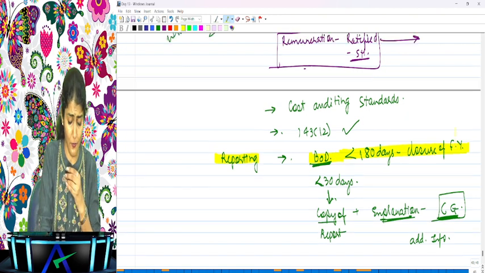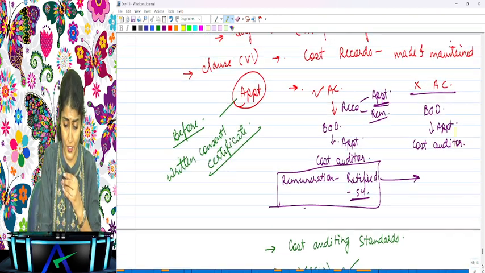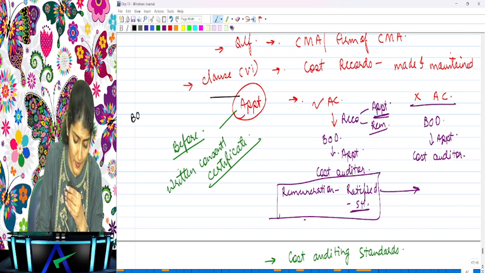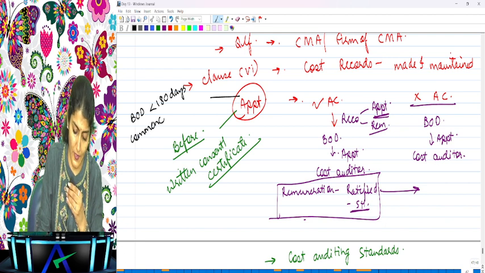Within 180 days from the closure of the financial year. And when is the appointment of the cost auditor to be done? It is to be done by the board of directors within 180 days from the commencement of the financial year.